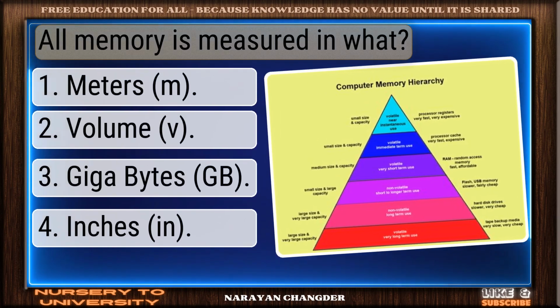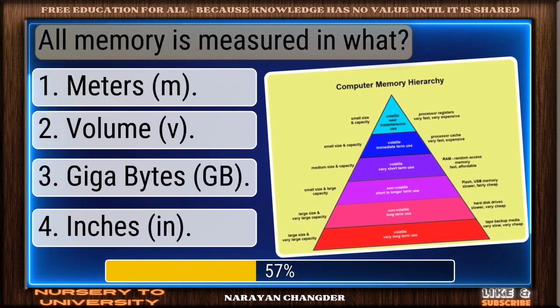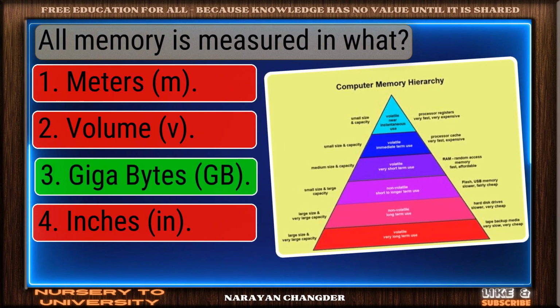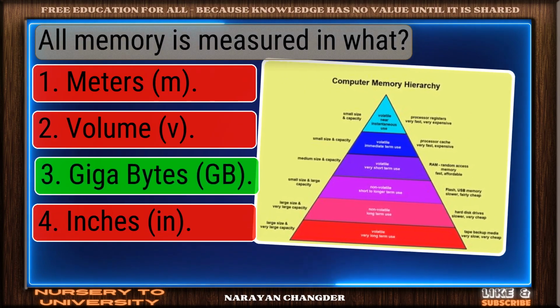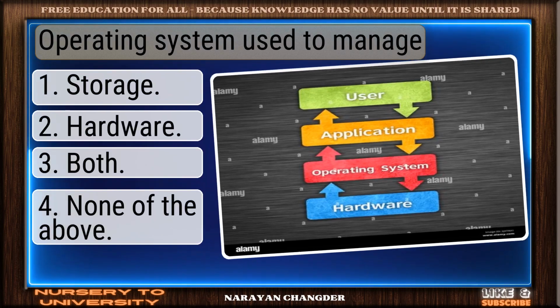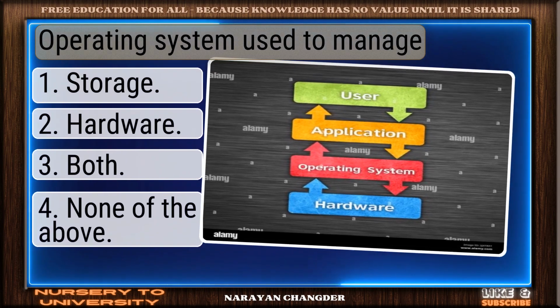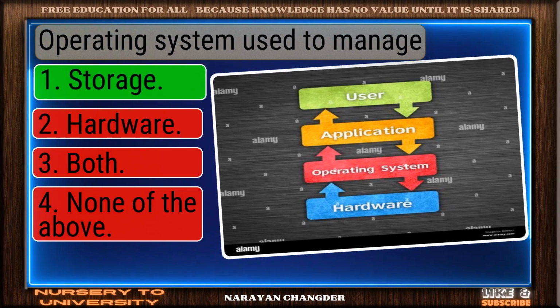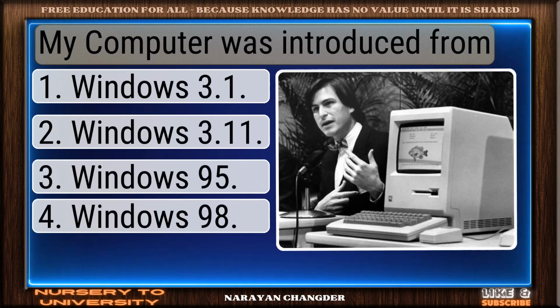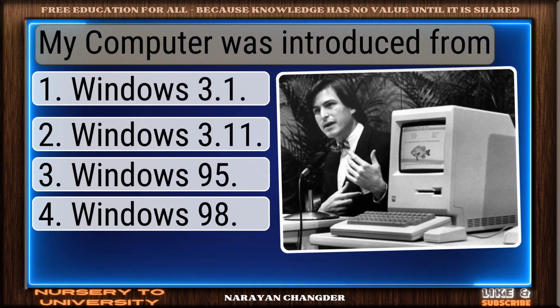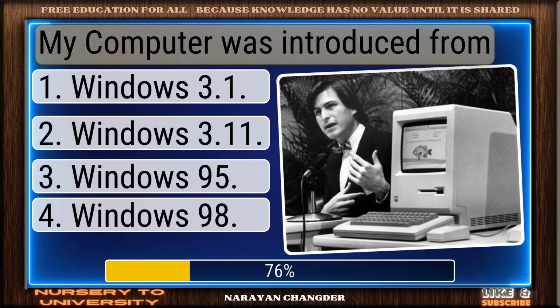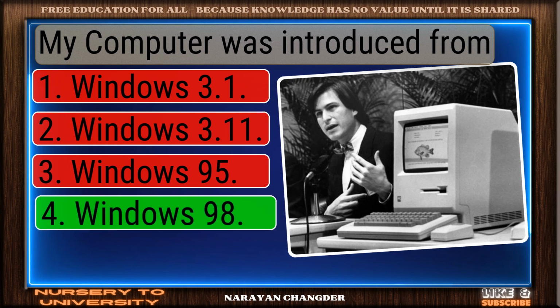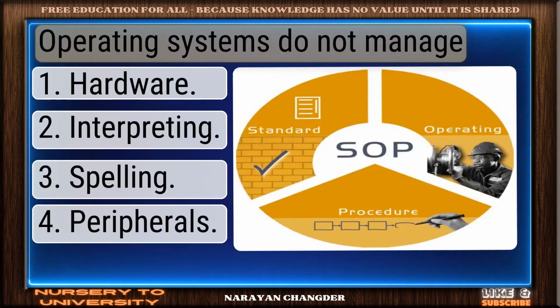RAM memory is measured in what? Great thinking. Gigabytes is the right choice. Operating system used to manage. Correct. Storage is the right answer. My Computer was introduced from. Well done. Windows 98 is the right choice.